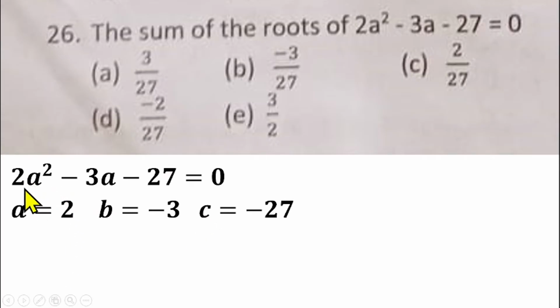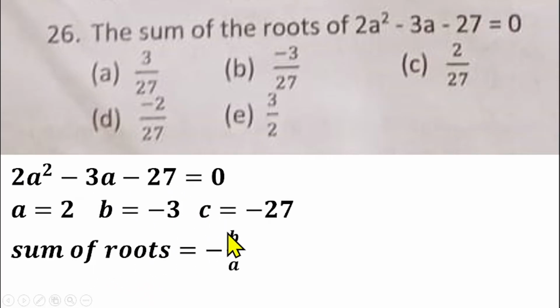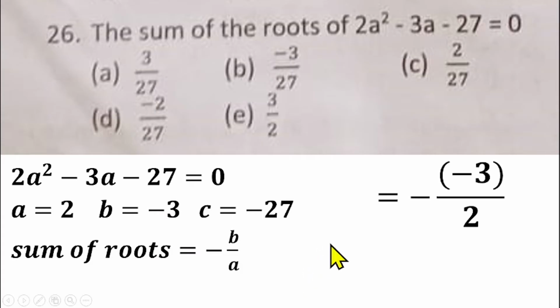Here, a is 2, which is the coefficient of x squared. Our b is minus 3, and our c is minus 27. Then the sum of the roots of a quadratic equation is minus b over a. Our b is minus 3 and our a is 2. If you substitute, you have minus minus 3 over 2. Minus times minus gives a plus, so that gives us 3 over 2 as the sum of the roots. Even if you use the other method, you will still get the same answer. So that makes option E the right answer for question number 26.